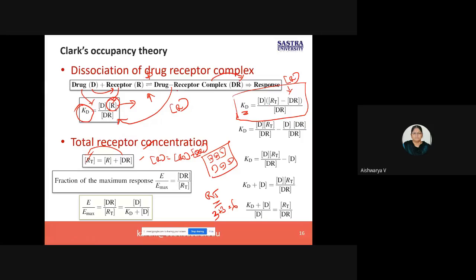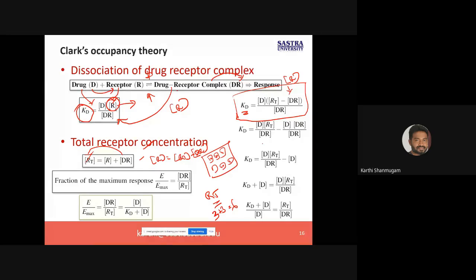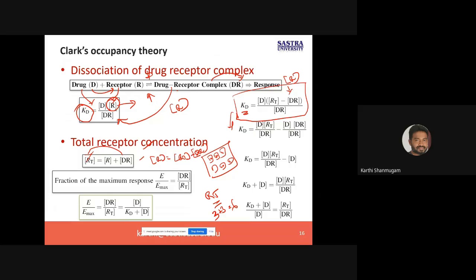Yes, sir. From this point everything is just a slight rearrangement. Kd is equal to the concentration of drug times RT by dr minus the concentration of the drug times the drug receptor complex over the drug receptor complex. Is this expression understandable? It's just a rearrangement of equation 1.